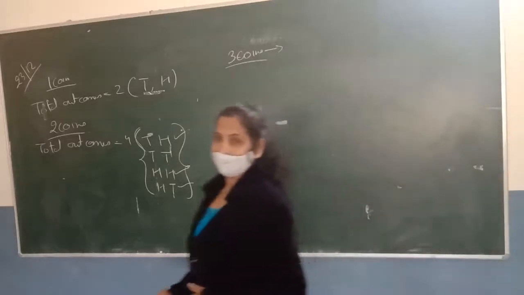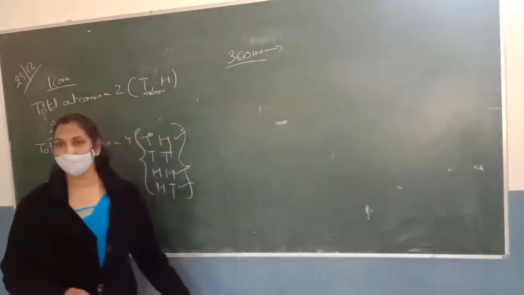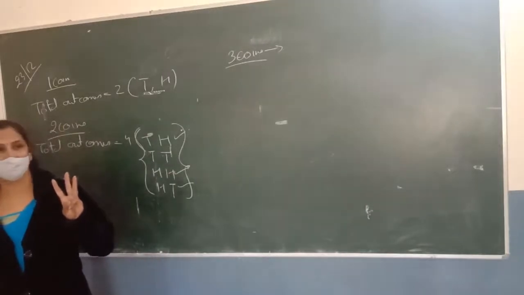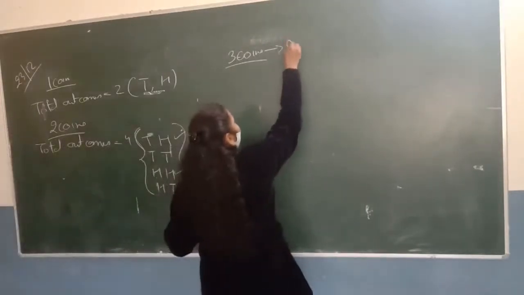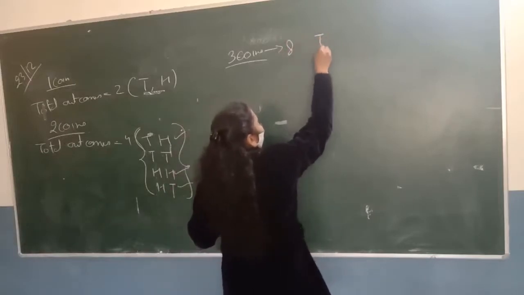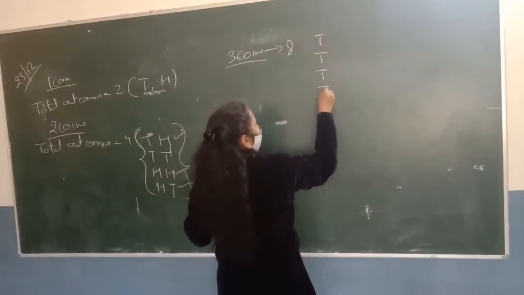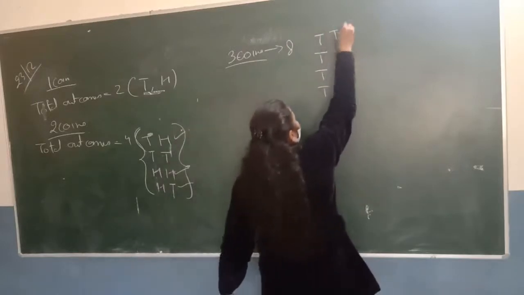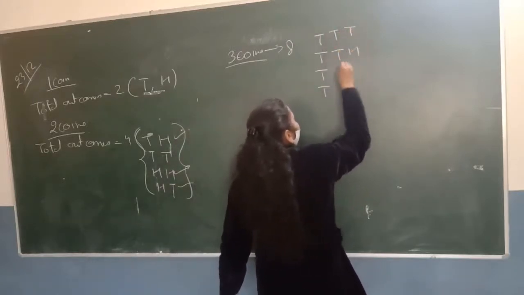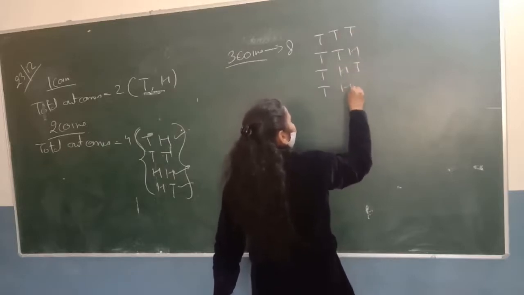Now for the 3 coins. How many outcomes are there for the 3 coins? There are 8 outcomes. 8 outcomes for the 3 coins. आप पहले 4 बार लिख लीजिए tail. Now the pairing of this one, कोई भी changes here. Tail tail, tail head, head tail, and head head.